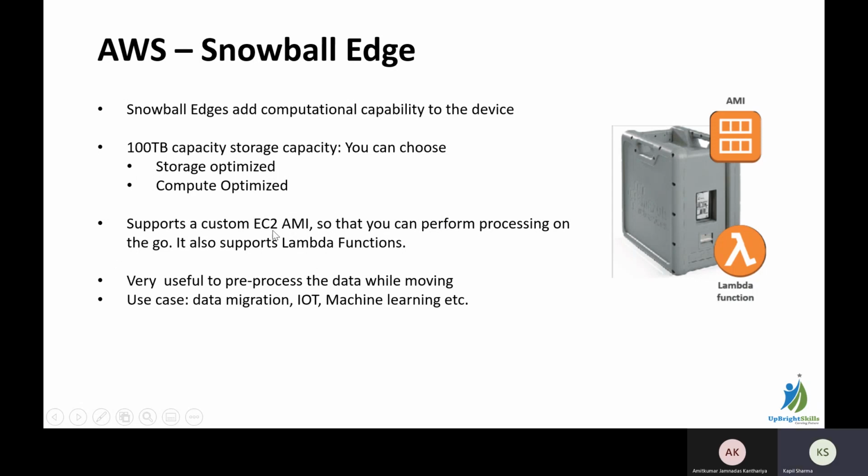It supports a custom EC2 AMI so that you can perform processing on the go. It also supports Lambda functions, so you can write Lambda functions and it will support those functions for your processing. It is very useful to pre-process the data while it is moving. So if you want to run some kind of pre-processing while your data is in transit, this is the device you can opt for. Instead of going with Snowball, you can opt for Snowball Edge. Use cases are data migrations, IoT, machine learning, etc.